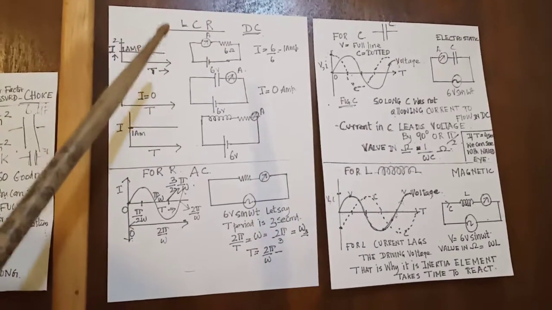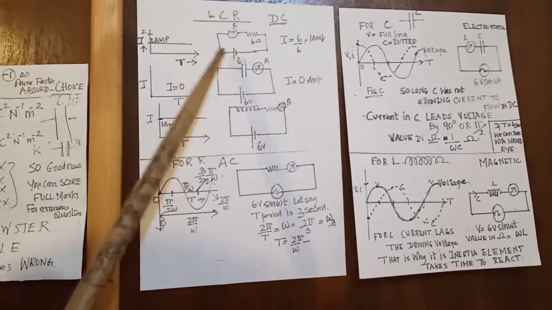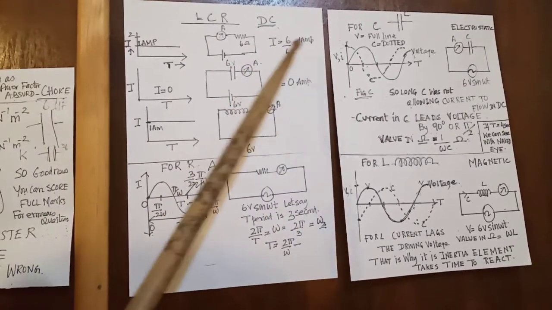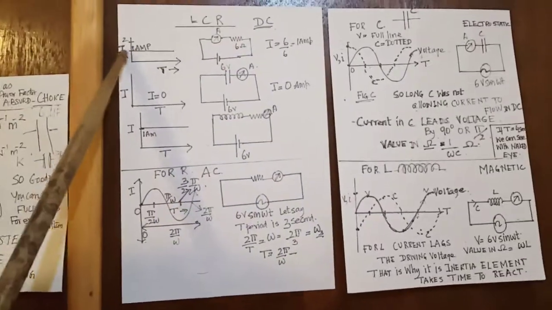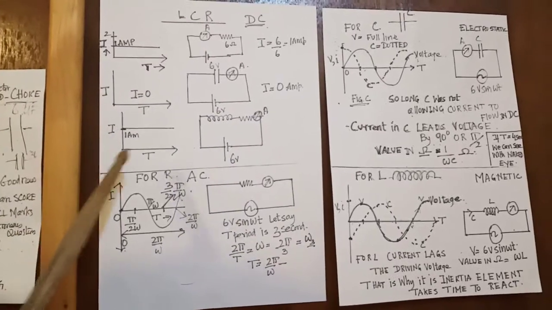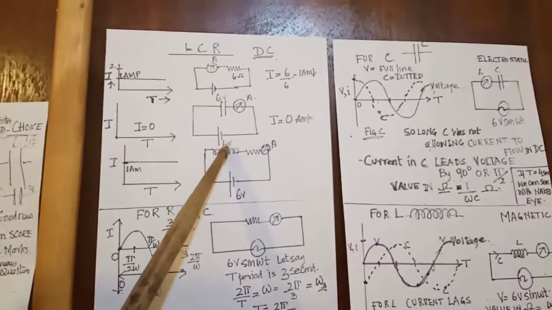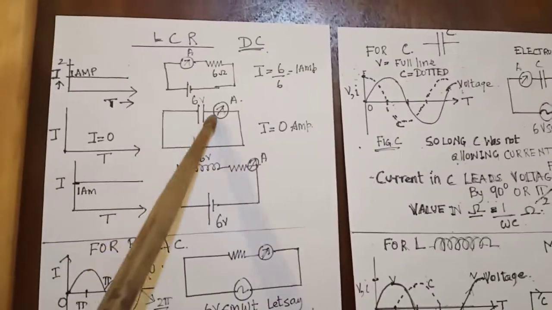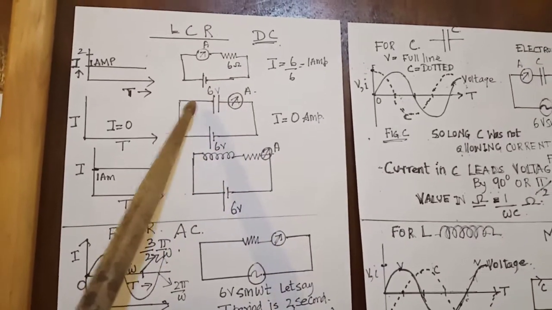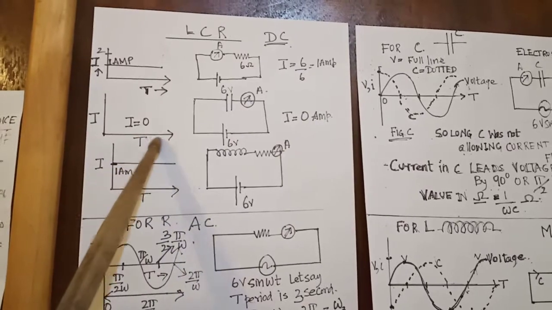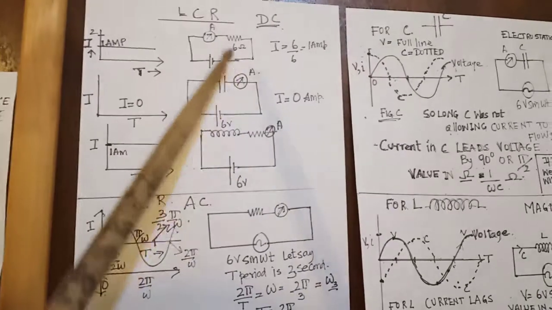Now, in a resistance with a battery, when we put this connection, we will get 1 ampere. See? With DC voltage, a resistance allows the flow of current of 1 ampere. And here with capacitance, ammeter, and 6 volt again, there is no current. There will be current for a split second, but it will stop and you will get I equal to 0. This is the behavior of capacitance with DC voltage.